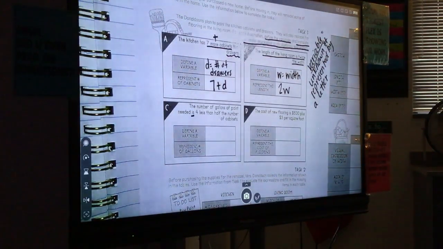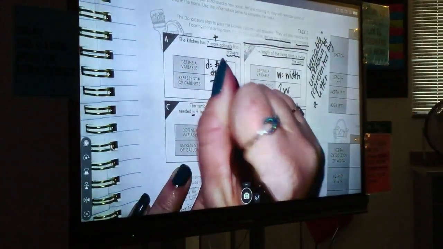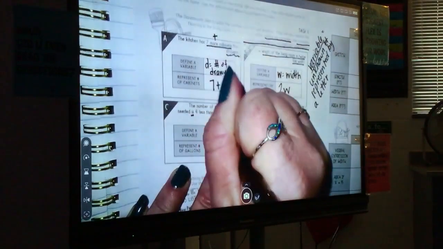Drake, read that first part again. The number of gallons. So we know the number of gallons because it tells us that, right? So our variable that we're trying to find is the number of cabinets. So C equals number of, and since I write super big, I don't have enough room, but it's the number of cabinets.